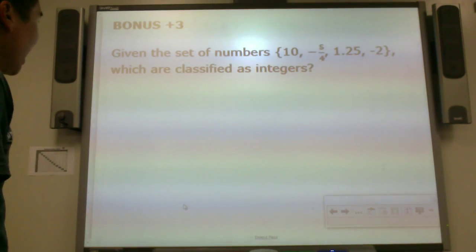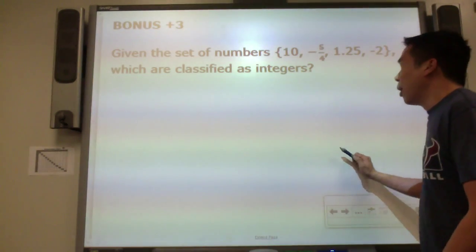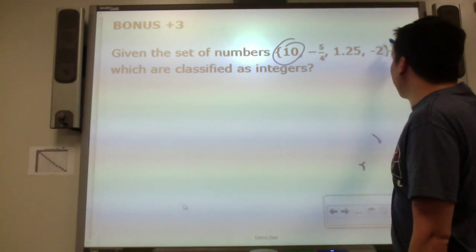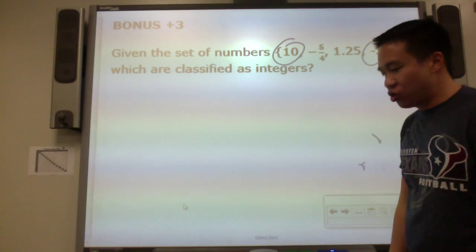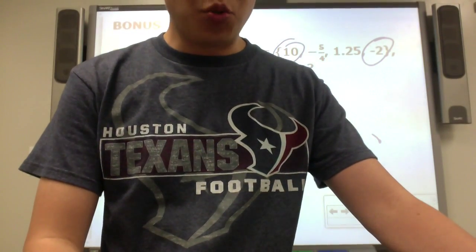Numbers and a bonus. Given a set of numbers, which ones are classified as integers? Integers are positive or negative whole numbers. There's 2 of them.